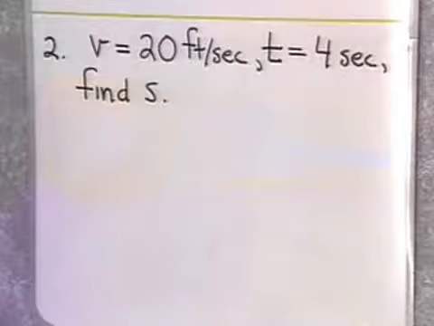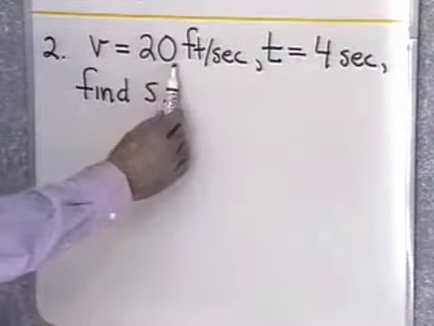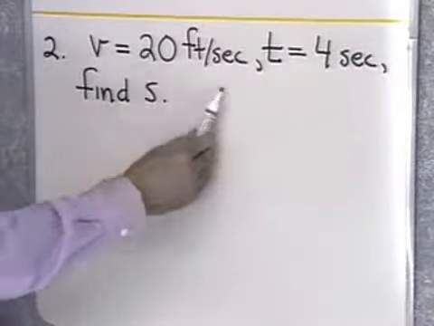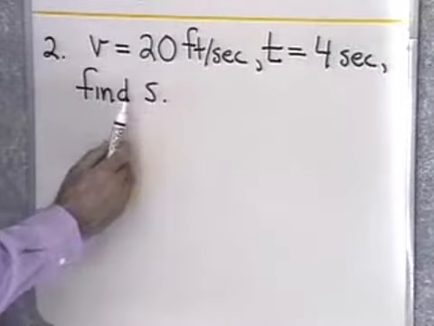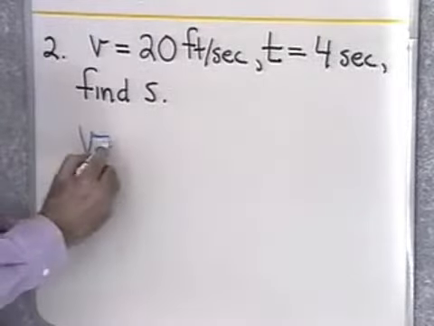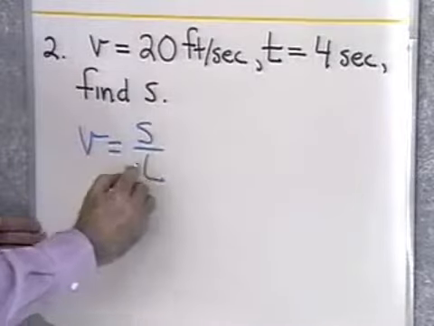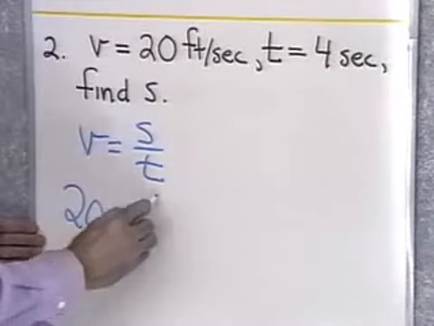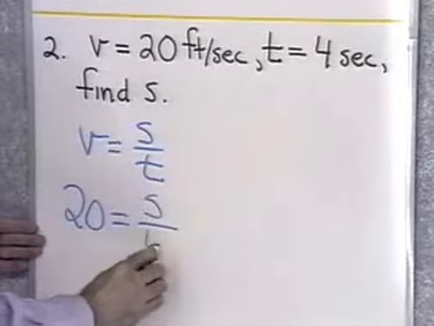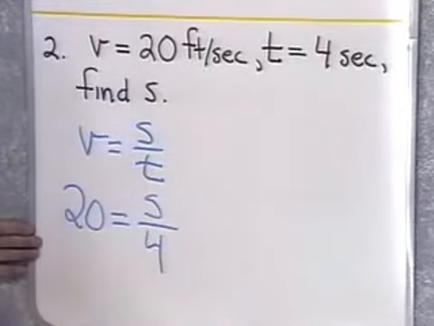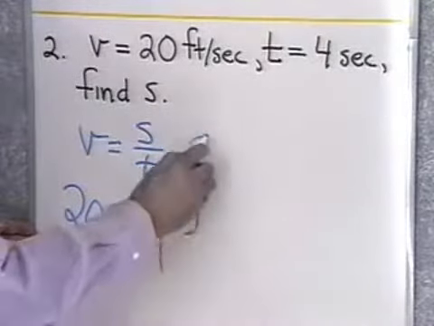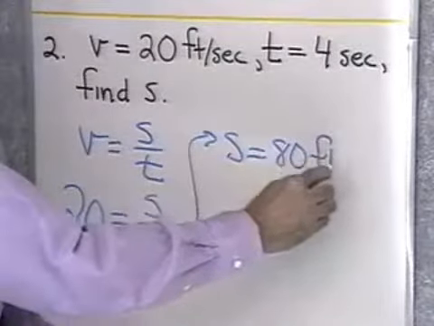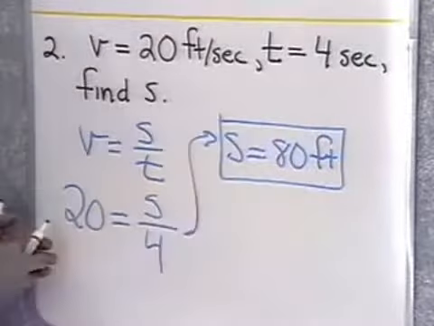Here's our next problem. Suppose, on the other hand, that the velocity is 20 feet per second and the time t is 4 seconds. You want to find the distance that's traveled along the circumference of a circle using this uniform circular motion. Well, I'm going to use the same formula. v is equal to s divided by t, and I'll simply substitute in v equals 20, s is what we're looking for, and t equals 4. So I substitute those numbers in, I multiply both sides by 4, and I end up with s equal to 80 feet.